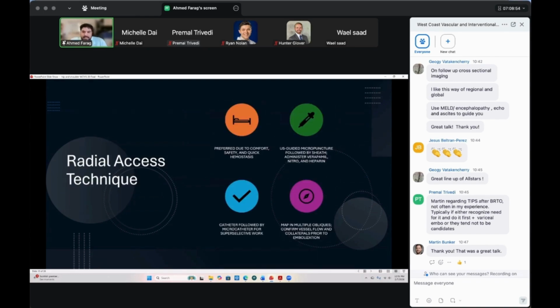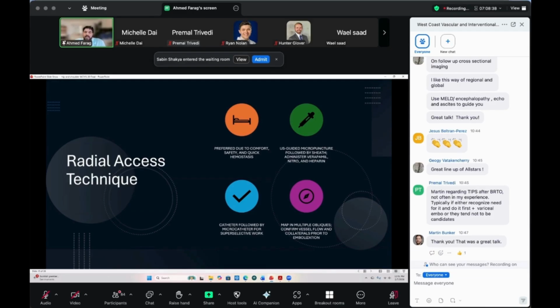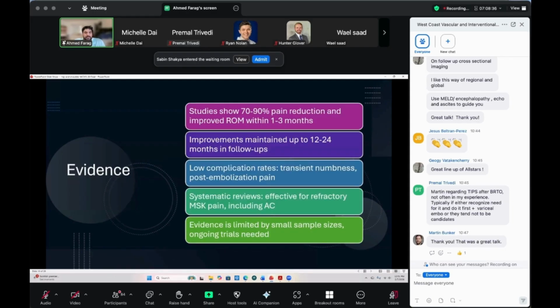So we go radial access. It's preferred. It's quick, easy. It's comfortable. Other than the 3 seconds of discomfort for lidocaine, we use a small sheath, and then we give the verapamil, nitro, and heparin cocktail. And then I use the microcatheter for subselection. And then if I need to, some of those vessels are overlying, I'll take multiple obliquities.